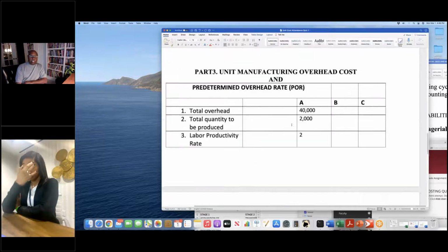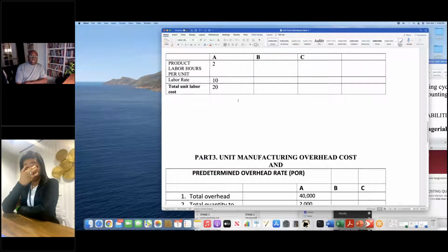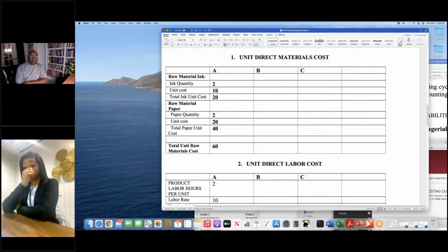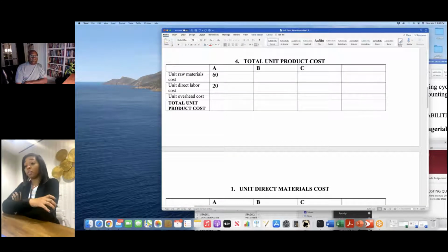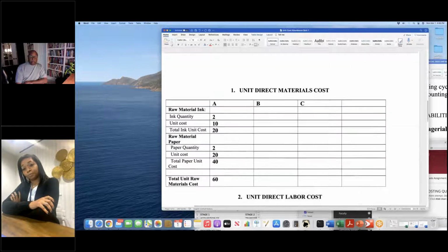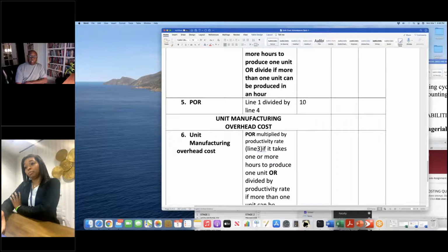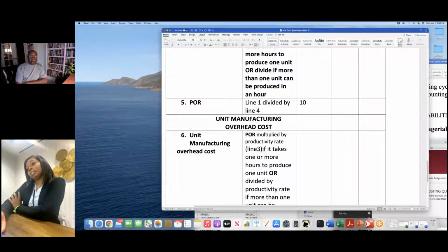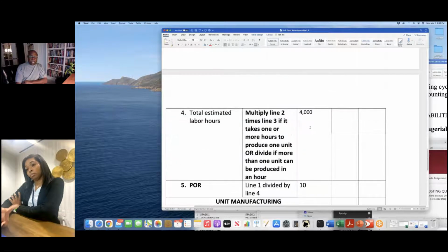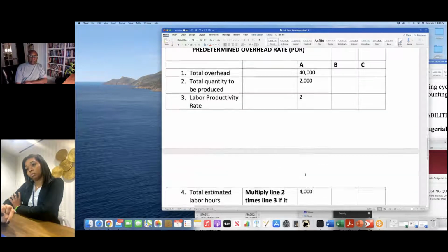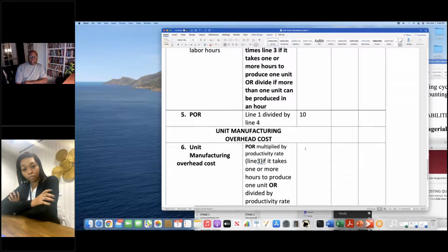Now we got everything in here except the unit manufacturing overhead cost. We get this number here now. And that number is going to be what? 20. How do we get 20? We got 20 because we did 10 times 2. So we multiply the POR by line 3 if it takes more than 1 hour to make it. So 2 times the 10 gives you 20.